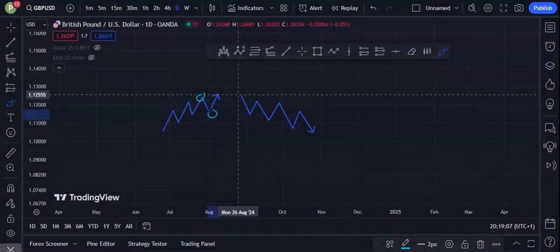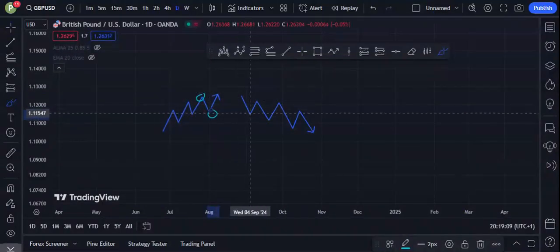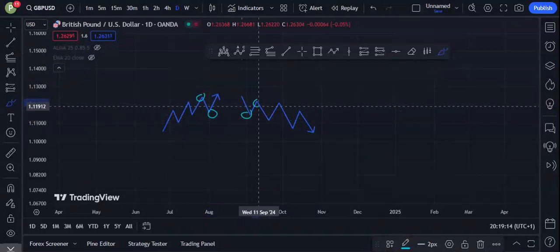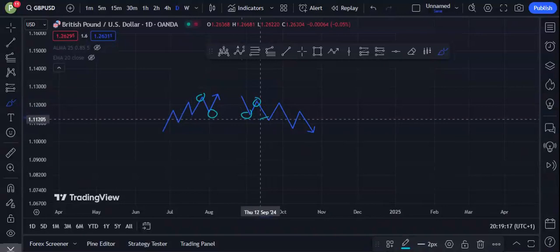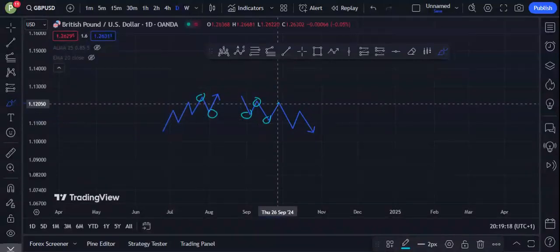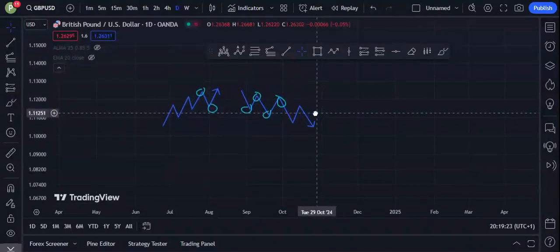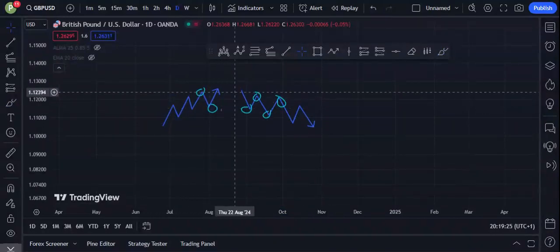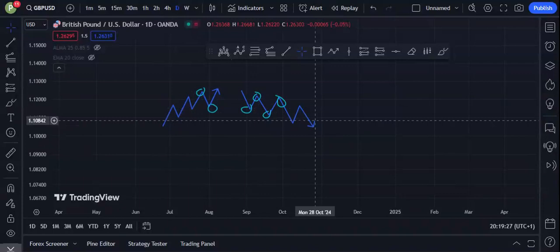Same thing here. Lower low. The market pulls back. Lower high. Lower low. Lower high. And it continues like that. That's a downtrend. So this happens in an uptrend, and this happens in a downtrend.